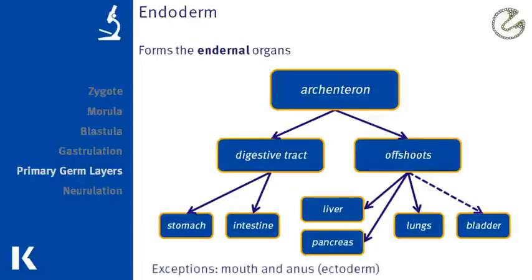Notable exceptions are the mouth and anus, which are continuous with the outside skin and thus develop from the ectoderm. So this is the main part of the digestive tract that does not develop from the endoderm.